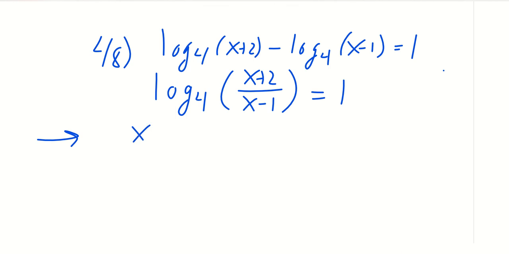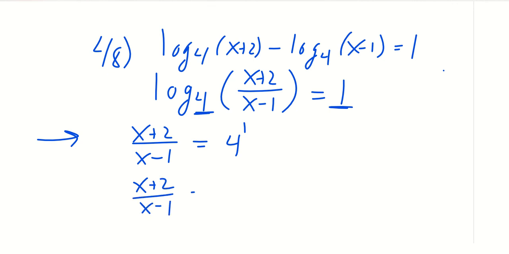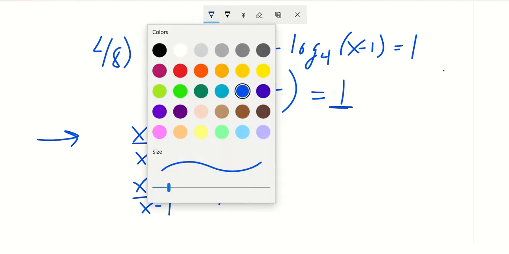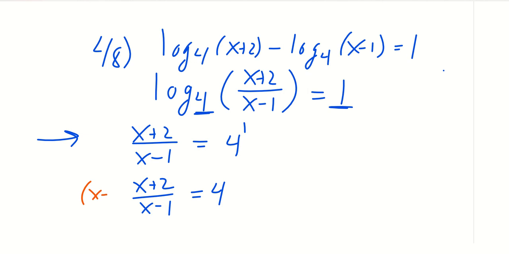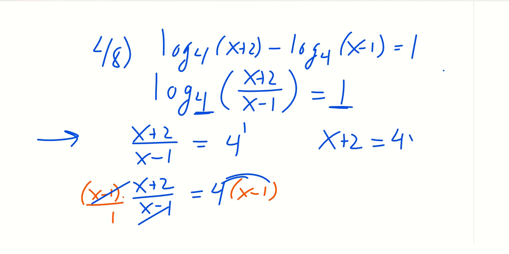The next step is now to convert it to an exponential statement. The value on the inside is equal to the base raised to the exponent power. That's going to be equal to 4 to the first, i.e. x plus 2 over x minus 1 equals 4. This is a rational equation. Solve it by clearing the fractions, multiplying both sides by x minus 1. Cancel, cancel. We get x plus 2 equals, distribute, 4x minus 4.